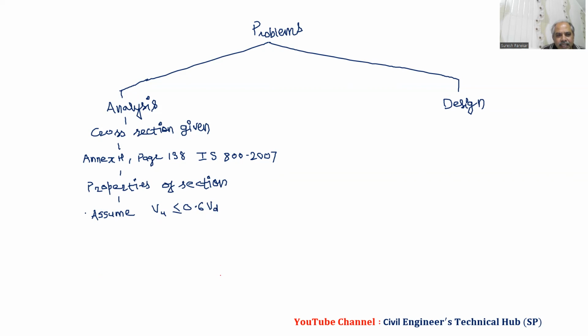Knowing this and the properties, we can use clause number 8.2.1 or 8.2.2 or 9.2, and we can calculate the value of MD. And knowing the value of MD, we can find the load. So MD we have as design strength.